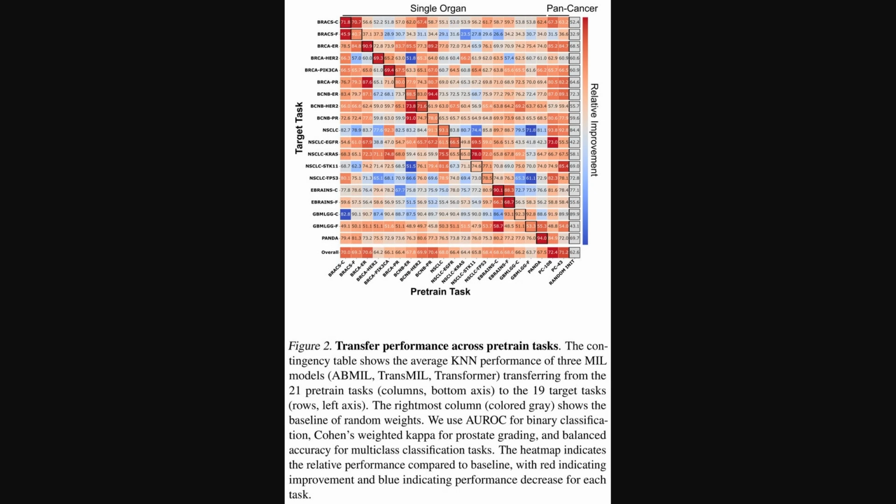Alright, so building on what we just saw, this heat map gives us a much more detailed breakdown. It shows how well a multiple instance learning model transfers from a specific pre-training task, which you see on the bottom, to a new target task on the left. The color in each square shows the relative improvement. Red means a big performance boost over starting from scratch, while blue means it actually hurt performance. The measurement here is based on AUROC, a score that basically shows how good the model is at telling different classes apart.